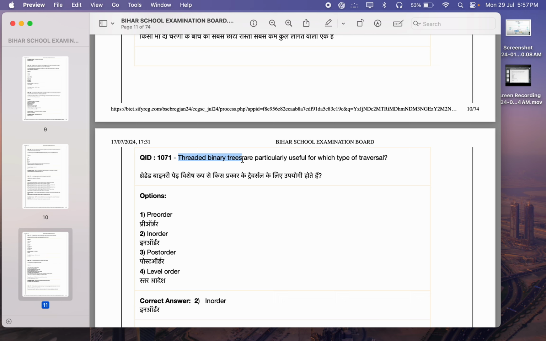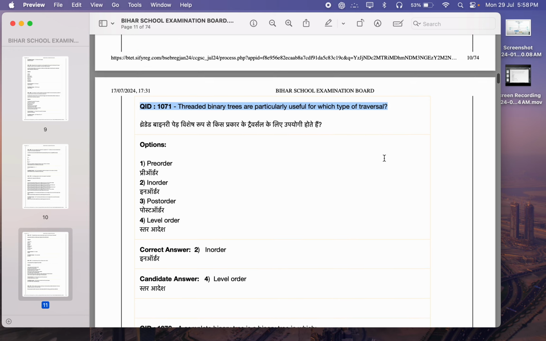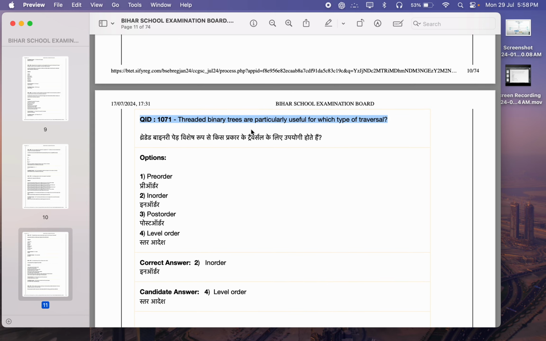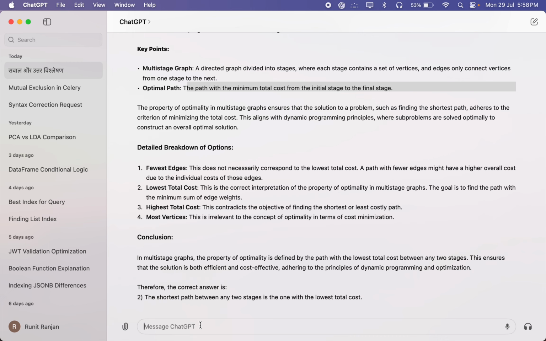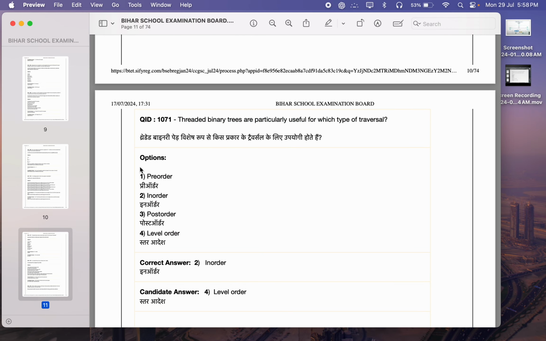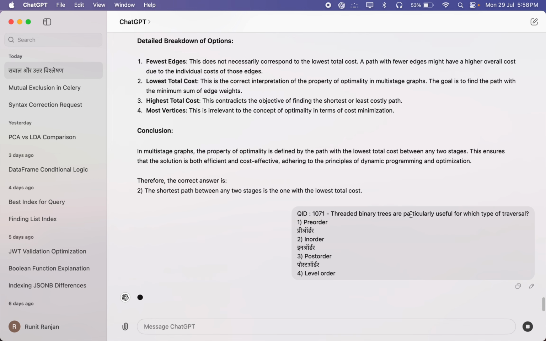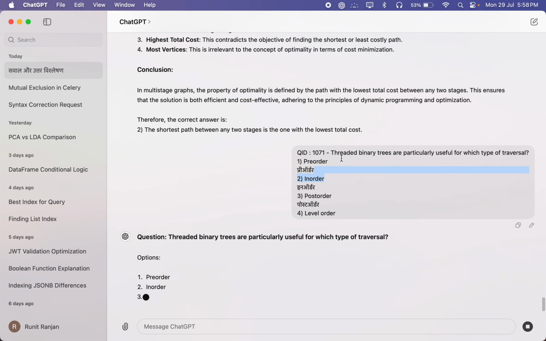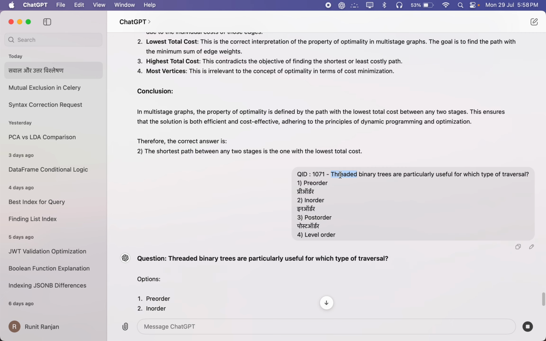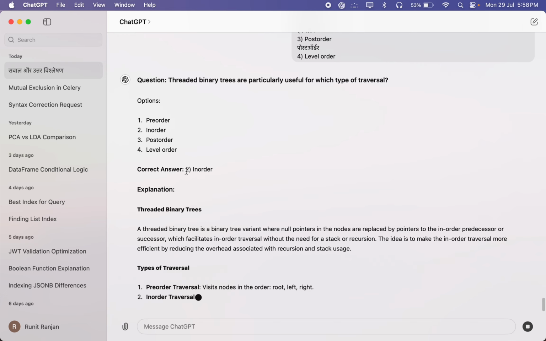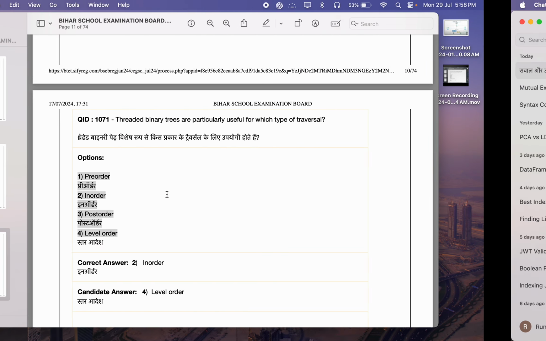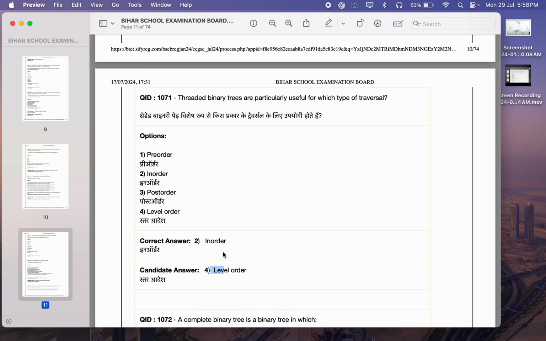What is the threaded binary tree? Threaded binary trees are particularly useful for which type of traversal? Okay, first of all, what is the threaded binary tree? And what type of traversal is possible in a threaded binary tree? So all kinds of traversal are possible in binary trees, but we are specifically talking about threaded. Okay, so it says the correct answer is in order, but I gave level order. Okay.